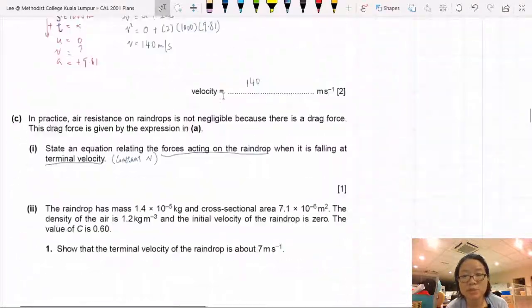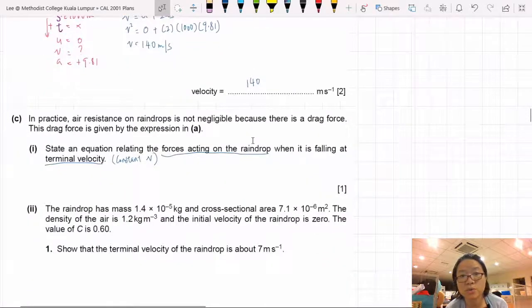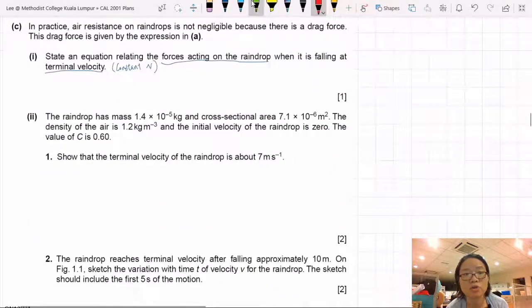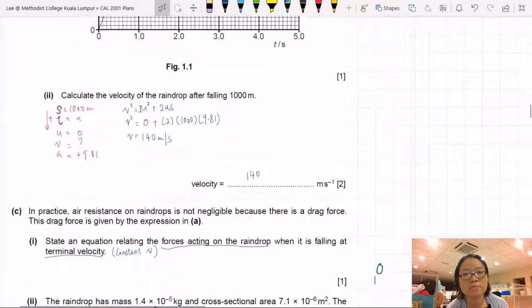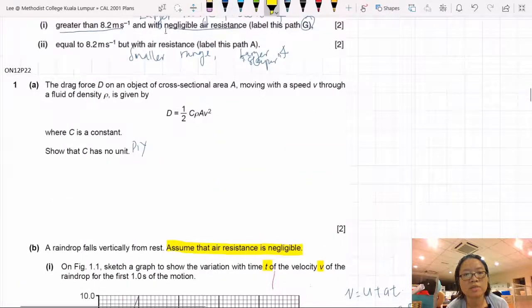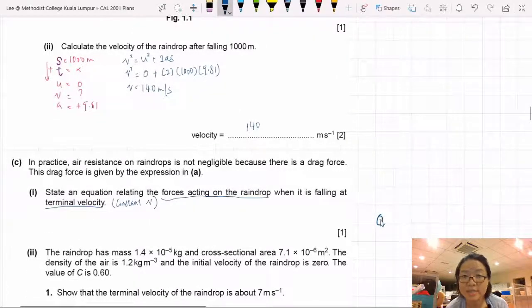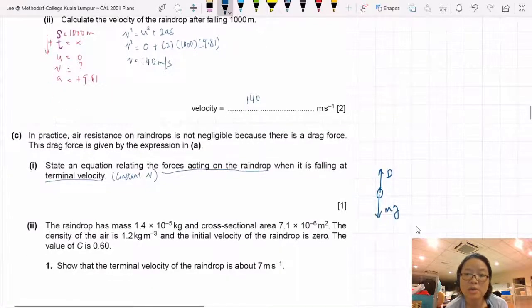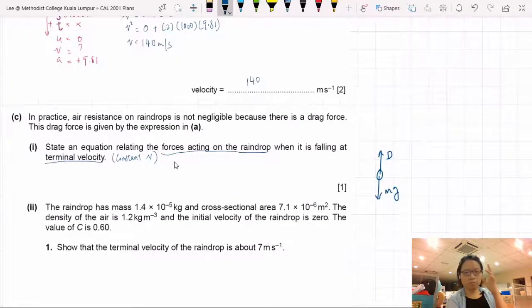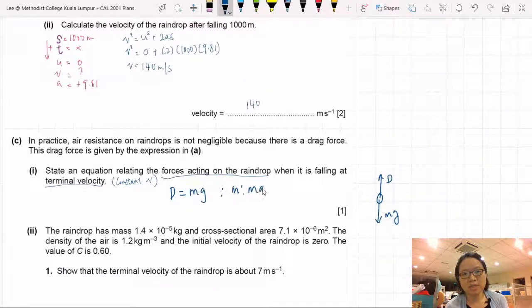All right. So based on this understanding, we can write the equation for the forces acting on the raindrop when it's falling at terminal velocity. You will have the so-called friction or drag force. Now I'm checking here, okay, they also use D for drag force. Use the symbols that they give, you don't invent your own symbol. It is different for every question. So you have D pulling upwards and mg pulling downwards. So at terminal velocity, D equals mg, where m is the mass of the raindrop.